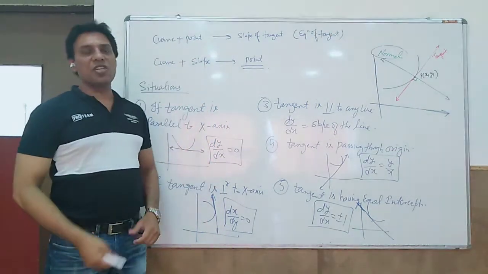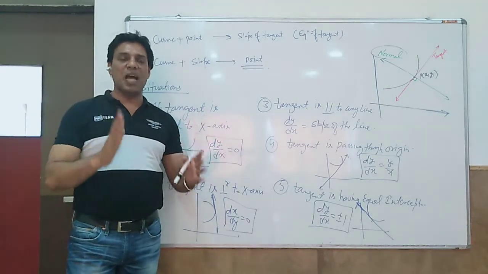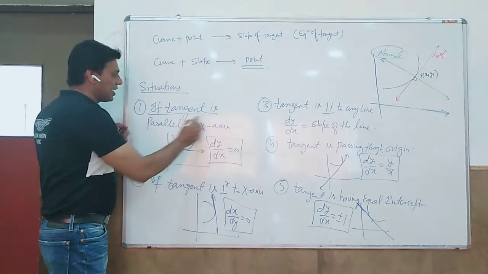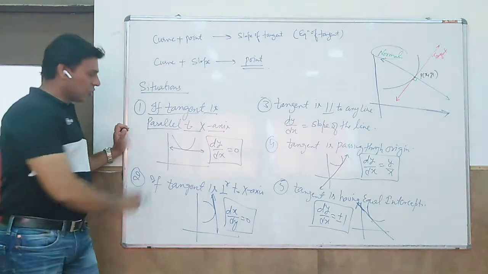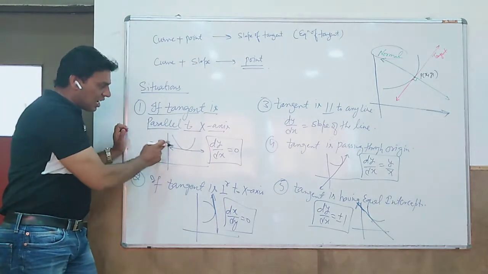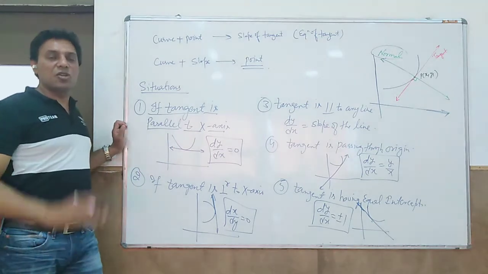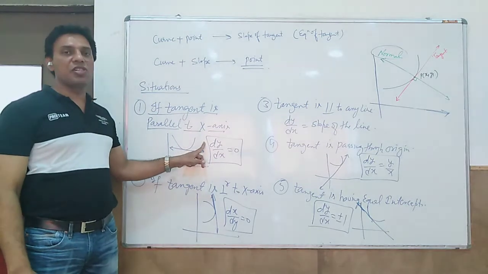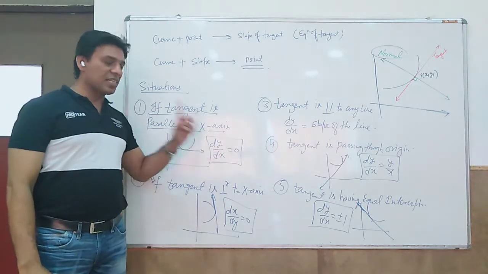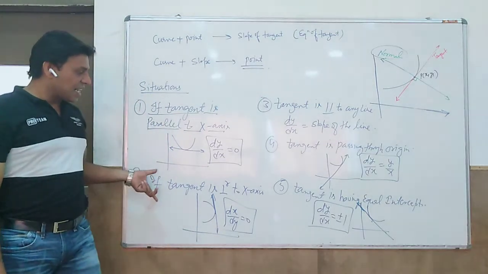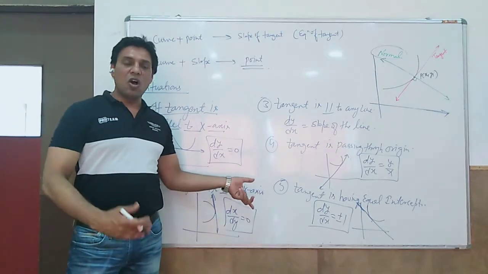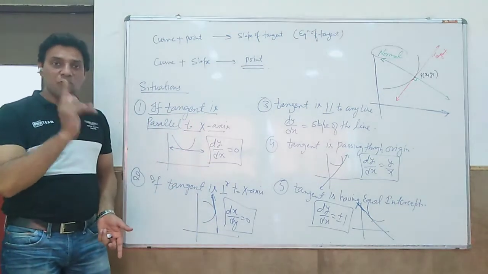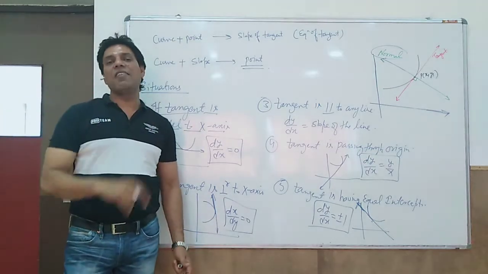So for these types of questions, there are some possible situations. You have to understand these possible situations. Number 1, if the tangent is parallel to the x-axis, any line parallel to the x-axis has slope 0. So in this situation we put dy upon dx equal to 0. And if the tangent is perpendicular to the x-axis, or parallel to the y-axis, that is, the tangent is vertical, in that situation you have to put dx upon dy equal to 0.